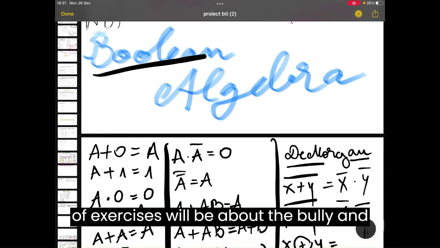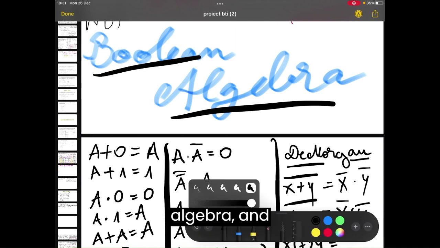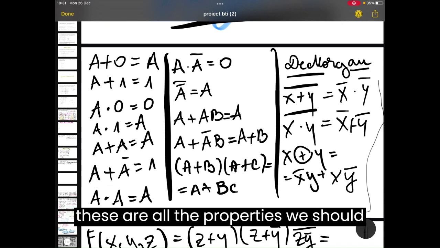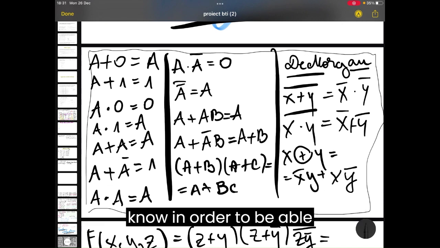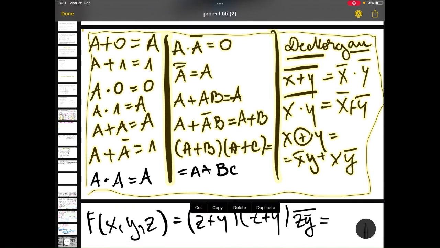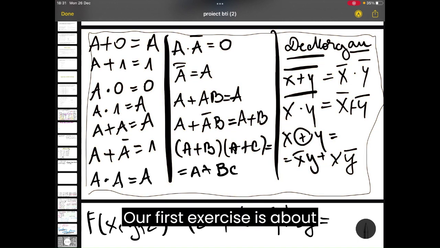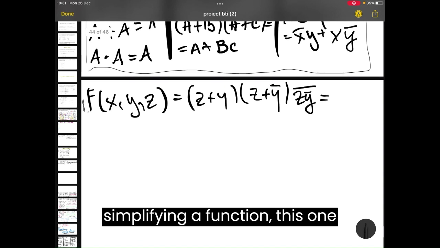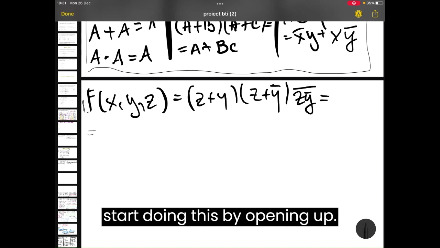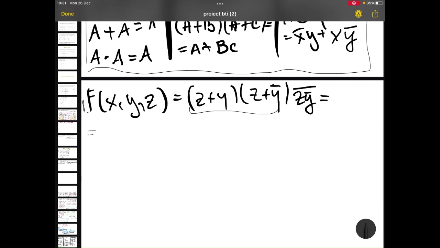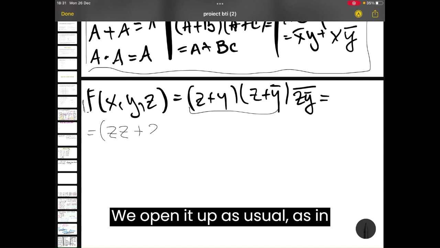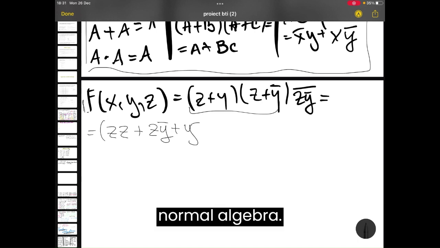Now, the set of exercises will be about Boolean algebra. And I will start by saying that these are all the properties we should know in order to be able to simplify expressions such as this one. So our first exercise is about simplifying a function, this one especially. I will start by opening up these two brackets, and it will come to this. So we open it up as usual, as in normal algebra.